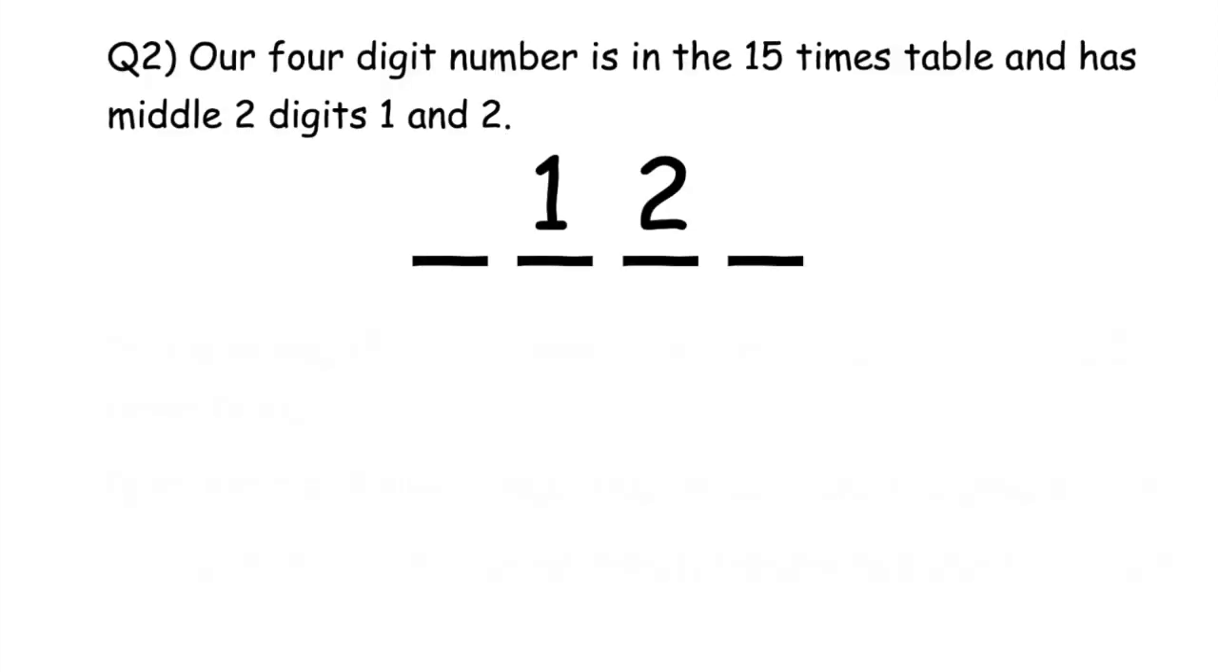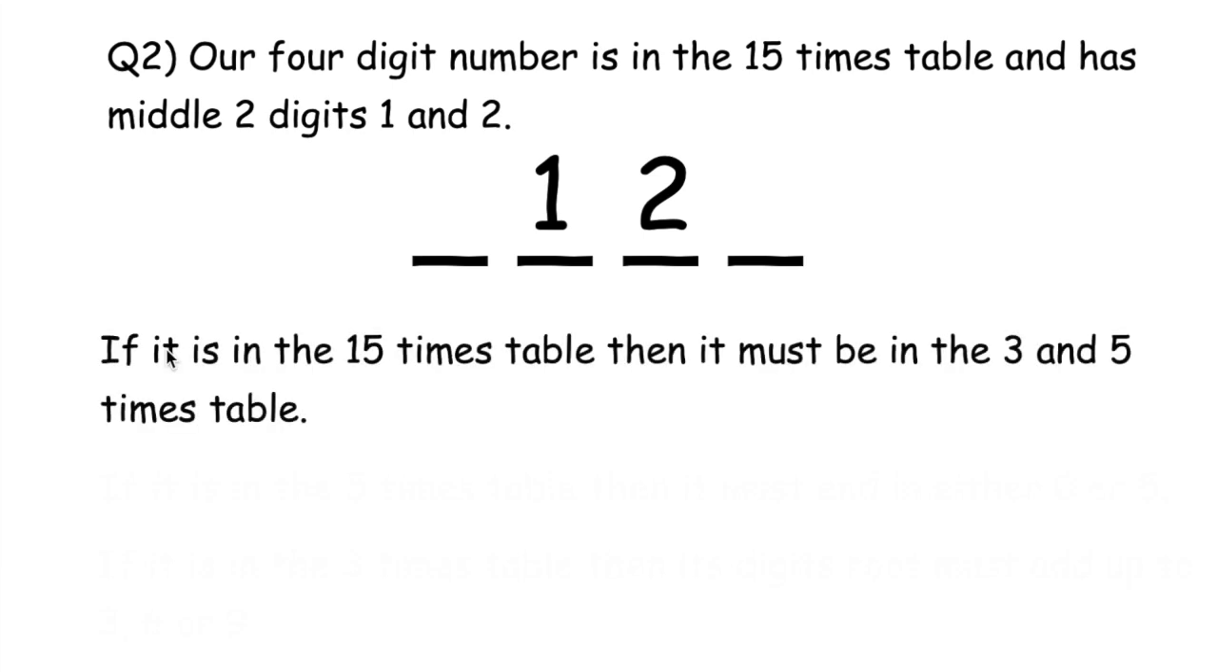Now let's look at our second question. This question, if you remember, we had a 4-digit number, that number was in the 15 times table, and it had the middle digits 1 and 2 in that order. And I asked you to find all of the possible combinations of numbers that would follow that rule. So let's go through the facts, okay?